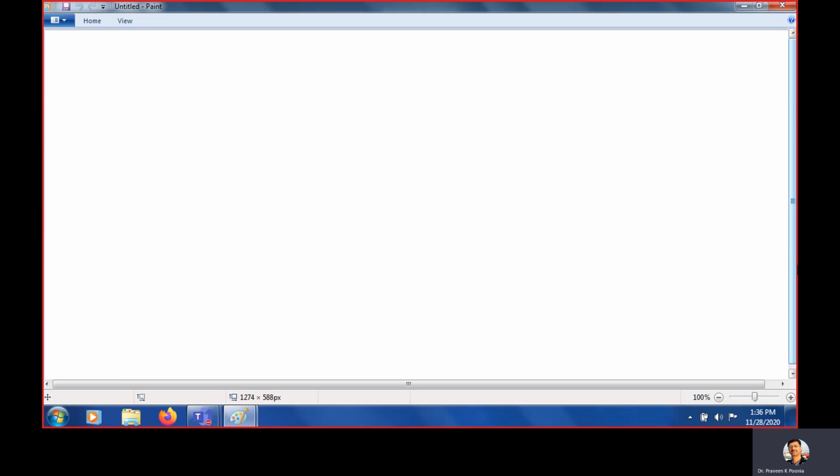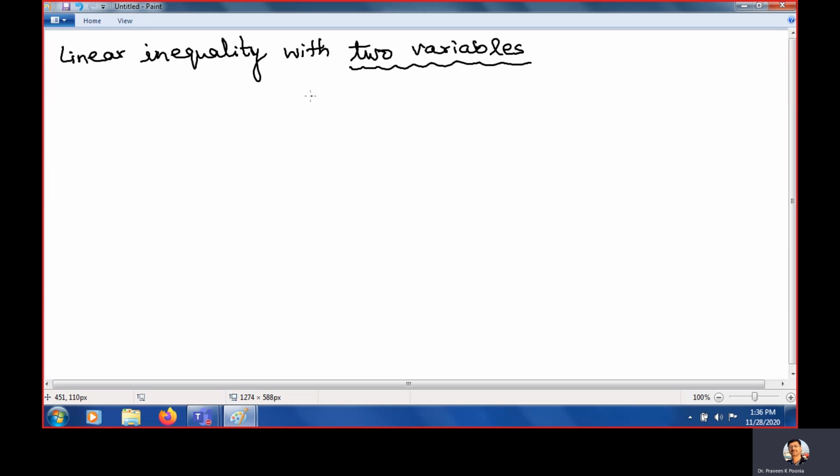But now we are studying linear inequality with two variables. Now we are going to study linear inequality with two variables. For example, let us choose 3x plus 2y greater than 6. This is a linear inequality in two variables. Clear? So here also the same thing, because it is an inequality.